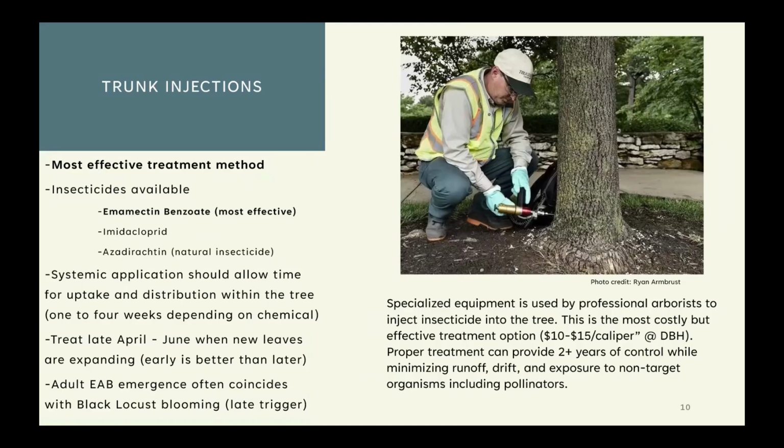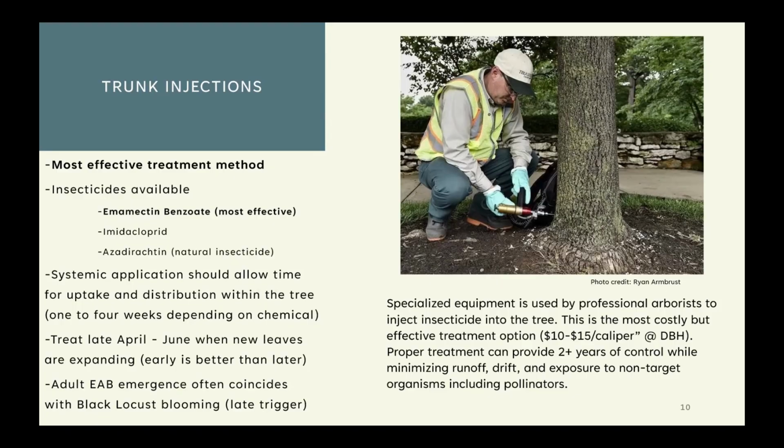Trunk injections are the most widely used technique for EAB treatment, and according to most research, the most effective, with emamectin benzoate being the most effective insecticide. Trunk injections are a systemic application that will need to allow time for proper uptake and distribution within the tree, and depending on the chemical, can take 1 to 4 weeks for that chemical to get distributed throughout the tree's entirety to provide adequate protection.